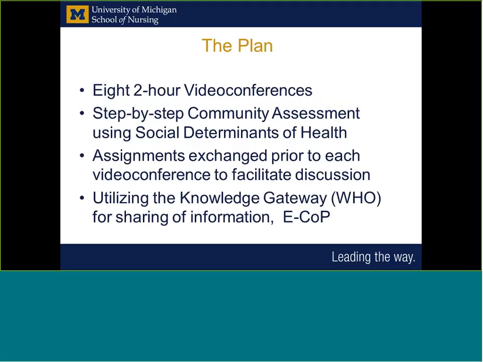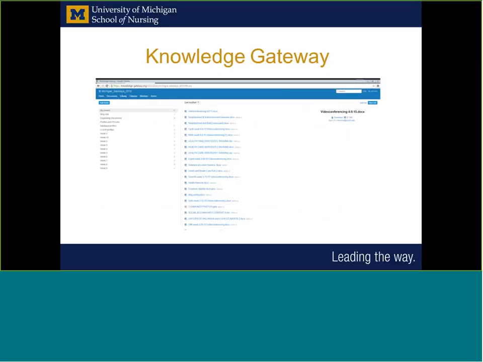And we utilize the Knowledge Gateway, which is provided by the World Health Organization, for sharing of information. So this gives you an idea of what the Knowledge Gateway looks like. As I said, it is funded by the World Health Organization. It supports over 300,000 health and development specialists across the globe in various electronic communities.